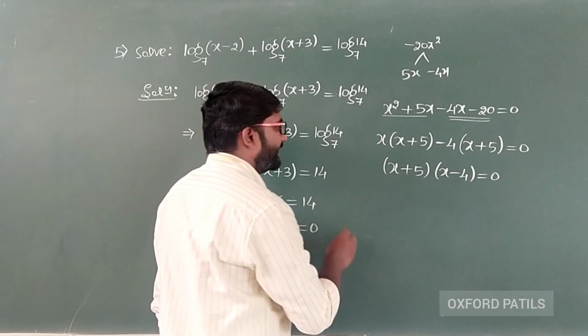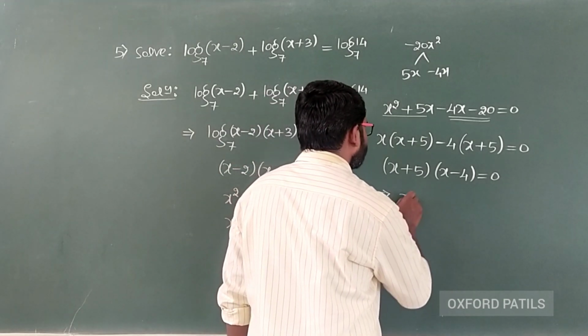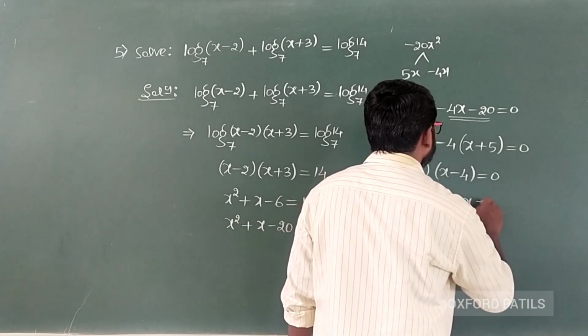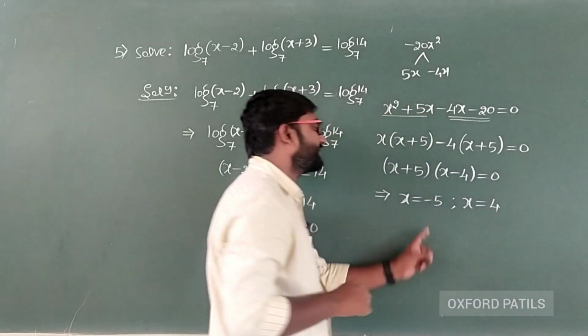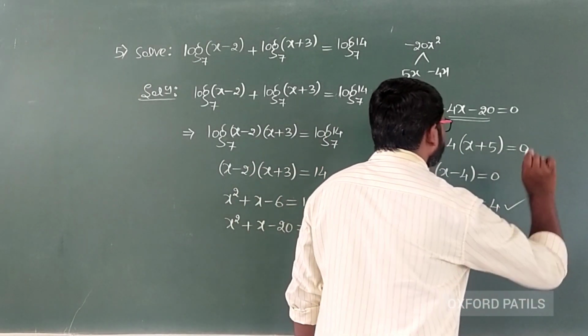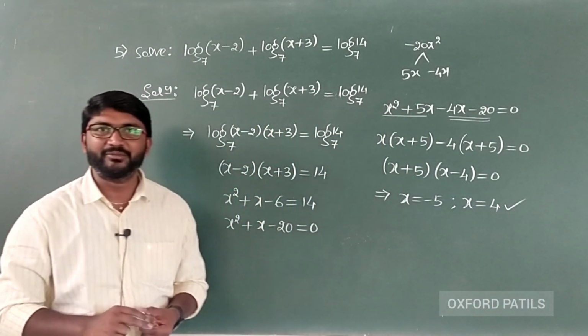So now from this we get x equal to minus 5, and another one is x equal to 4. So here x cannot be negative. That is why we have to take x equal to 4 as the solution. This is all about question number 5.